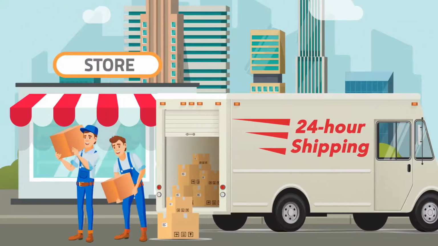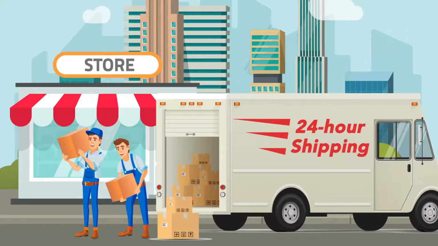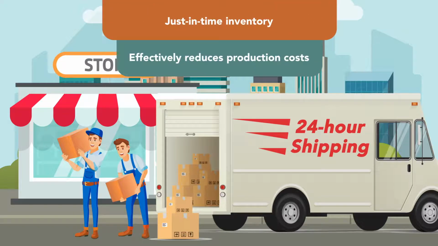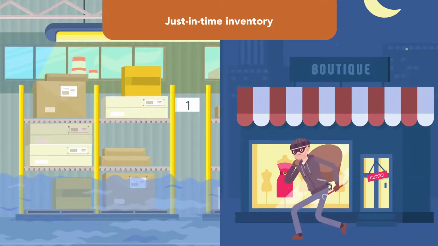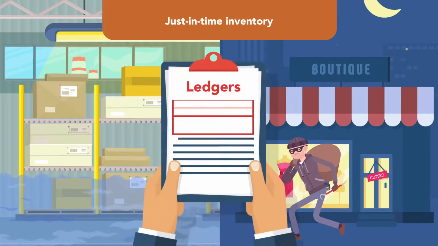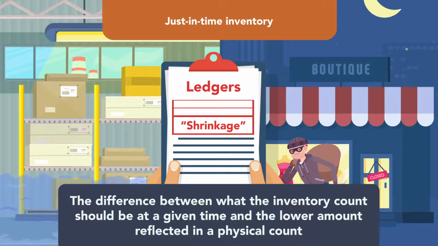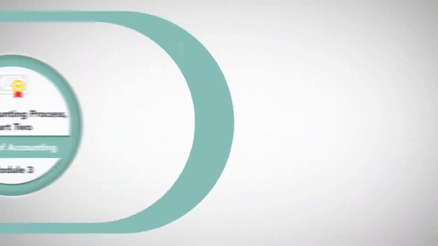Managing perpetual inventory to minimize both stocking time and idle inventory is called just-in-time inventory, and it effectively reduces production costs. In the inevitable situation where inventory is damaged, lost, or stolen, an adjustment is made to a company's ledgers called shrinkage, which is the difference between what the inventory count should be at a given time and the lower amount reflected in the physical count.